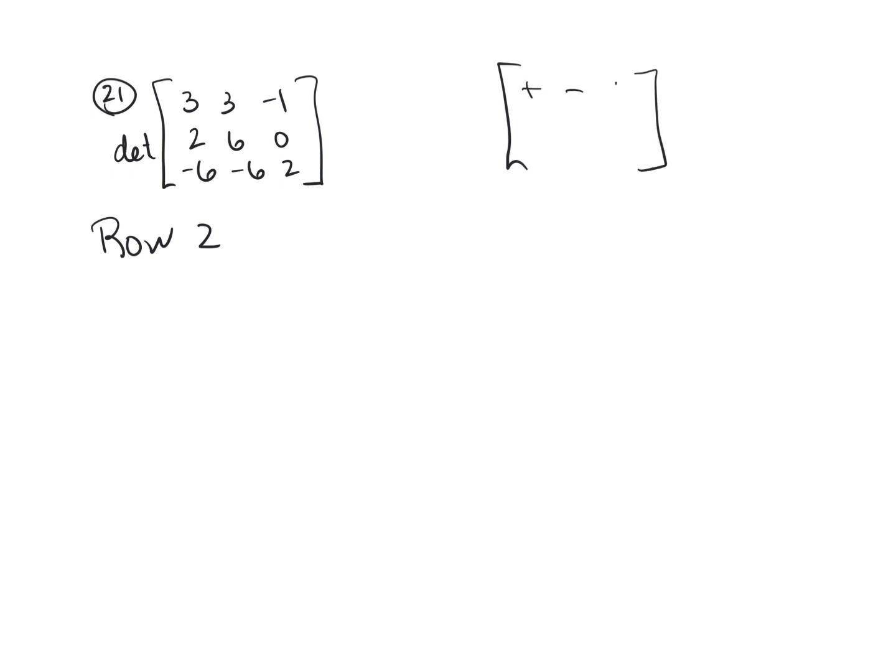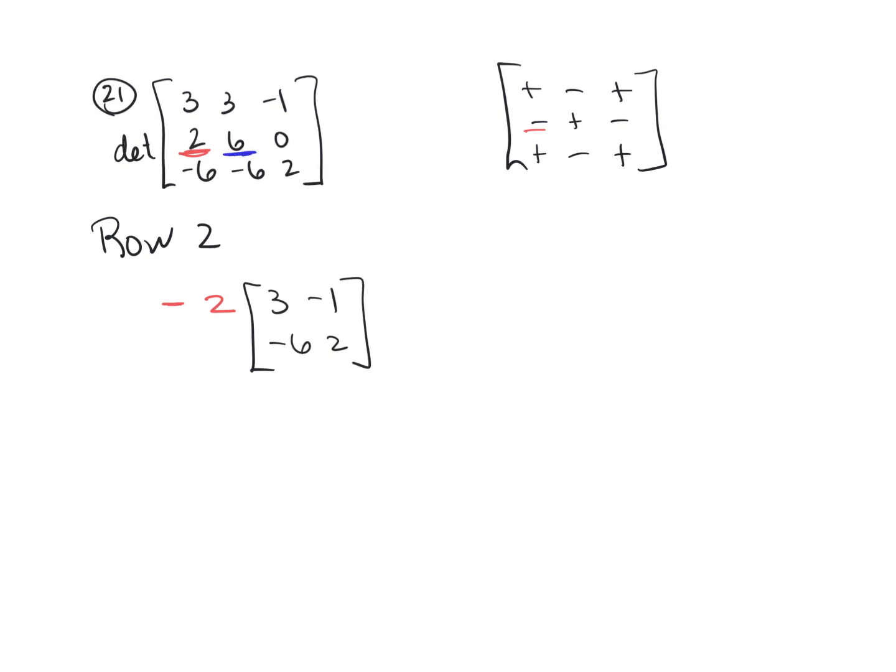All right, so I've got my sign matrix going on here, and I'm going to pick row 2. Row 2 starts off with a 2. My sign with row 2 is a negative. Then I'm going to cross out row 2, column 1, because that is where my 2 is, and I will have 3, negative 1, negative 6, 2 as my minor matrix.